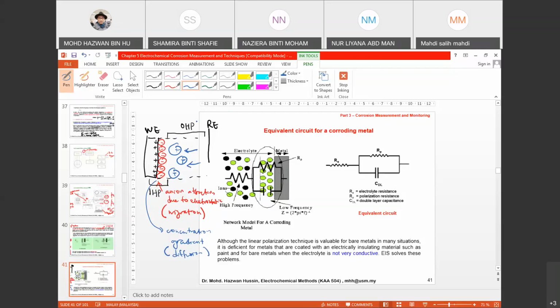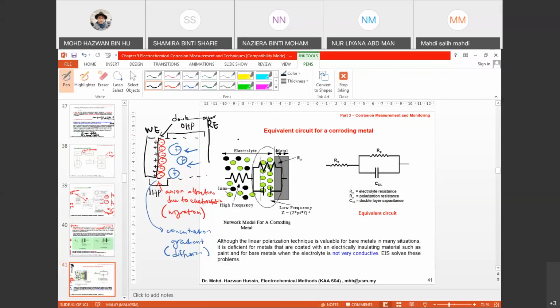Okay, right. So what will be the relation between this process and the one that we want to study with EIS, and the correlation with the electrochemical equivalent circuit? As I said earlier, since you have the attraction of anions on the surface of the electrode, this will create a so-called double layer. And double layer you have learned in chapter 3.